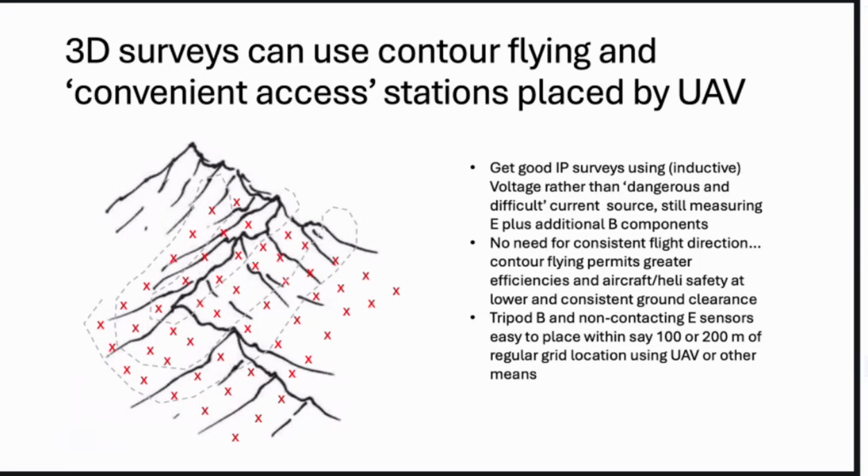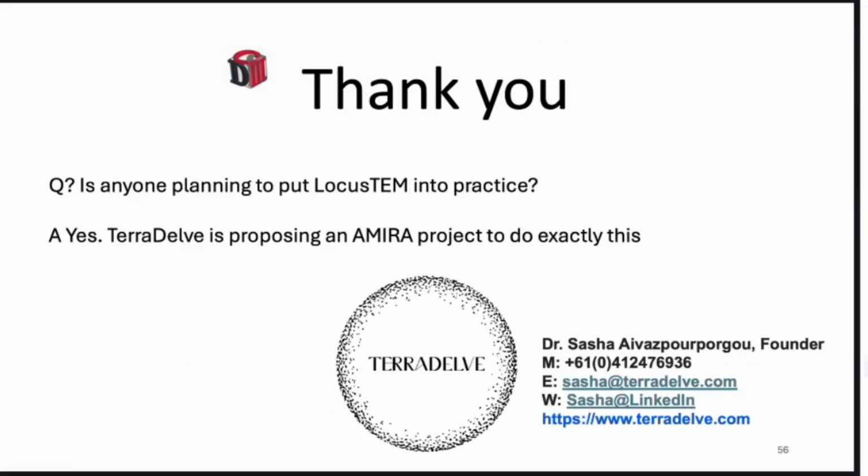If we use tripod and non-contacting E-sensors and an unmanned aircraft, we should be able to find somewhere to place them within 100 or 200 meters of desired grid locations, which might be 500 meters apart. So this system could revolutionize exploration in something like the Andes or on flat-lying ground where placement is easy. So that's the end of it.